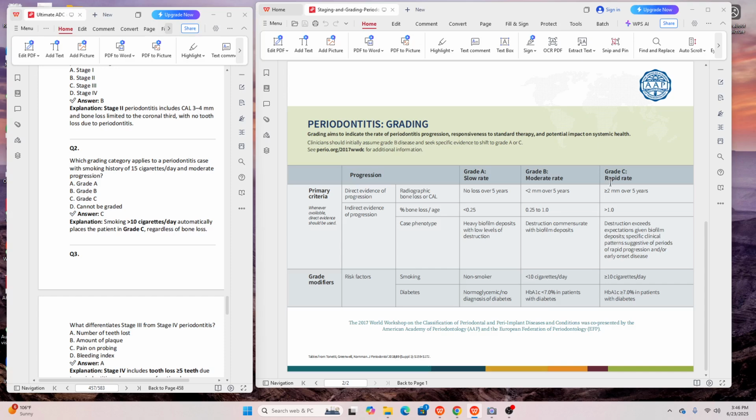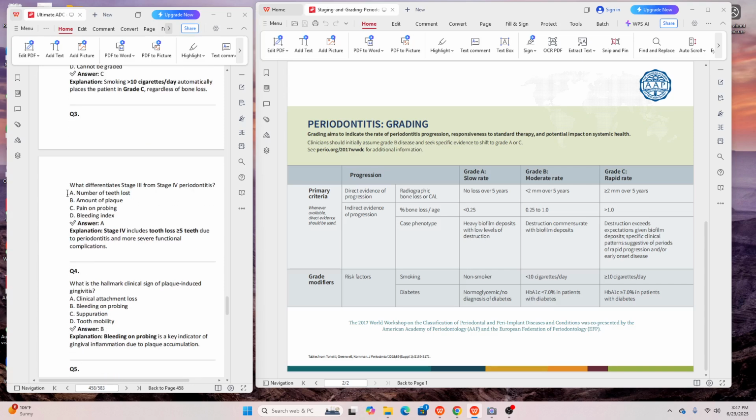Understood? Grade C is rapid rate. Okay, but it has more than 10 cigarettes per day. So I'm going to go with answer as grade C because smoking more than 10 cigarettes automatically places him in grade C. I do understand here it is moderate progression, but my priority would always be to go with a specific number if it has been clearly mentioned, because eventually it would become a rapid rate, because if the patient keeps on smoking more than 15 cigarettes a day, it is going to go to a rapid rate of progression. Understood? So having had this chart again, it is so immensely helpful in directly answering the question without any confusion.